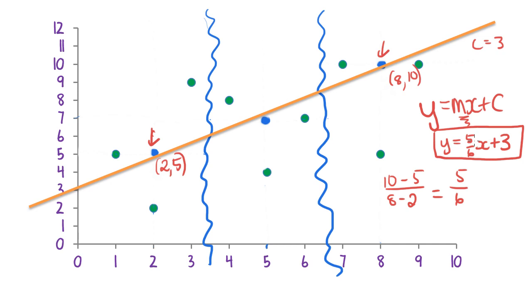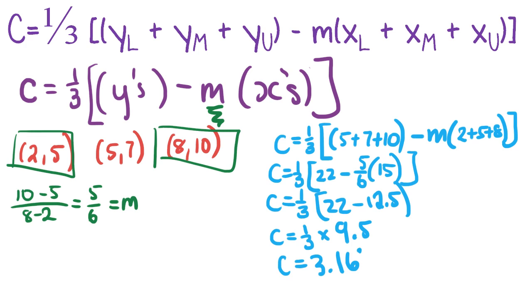So we had y equals 5/6 of x plus 3. Using this method, I've found y equals 5/6 of x, because that was my m, and now I found my c, which is plus 3.16 recurring. So it's a little bit more than 3.